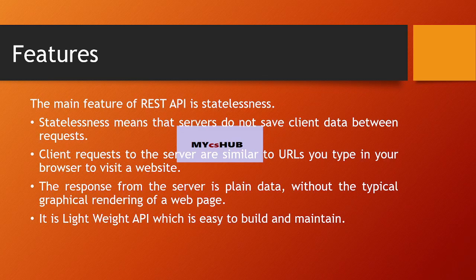Client requests to the server are similar to URLs you type in your browser to visit a website. The response from the server is plain data without the typical graphical rendering of a web page. So this optimizes the API request.